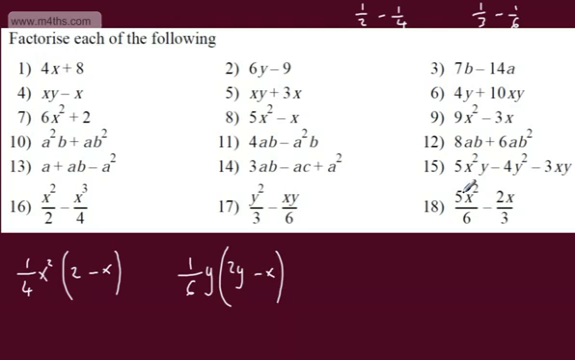Finally, what we've got here is 5 over 6 x squared minus 2 over 3 x. The numeric highest common factor is going to be 1/6. We've got an x squared and an x. The highest common factor will be x. What do I need to multiply 1/6 x by to get 5x squared over 6? The answer is 5x. What do I need to multiply 1/6 x by to get minus 2 over 3 x? The answer is minus 4.